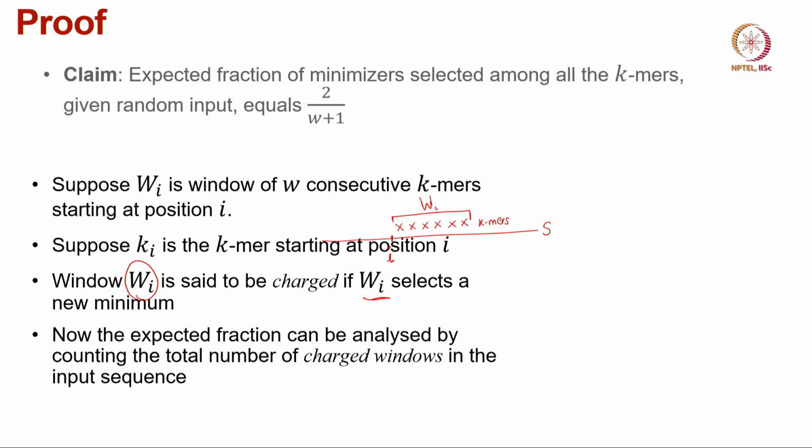So, the expected fraction can now be analyzed by counting the number of charged windows in the input sequence. All we have to do is to look at the number of charged windows, because only those windows do we have to consider where we are picking a new minimum value. As we are sliding the window one by one to the right, we have to look at those windows where a new minimum value has been selected, because that will give us the fraction of k-mers that have been selected as minimizers. So, in the next step we will focus on counting the number of charged windows in the input sequence.